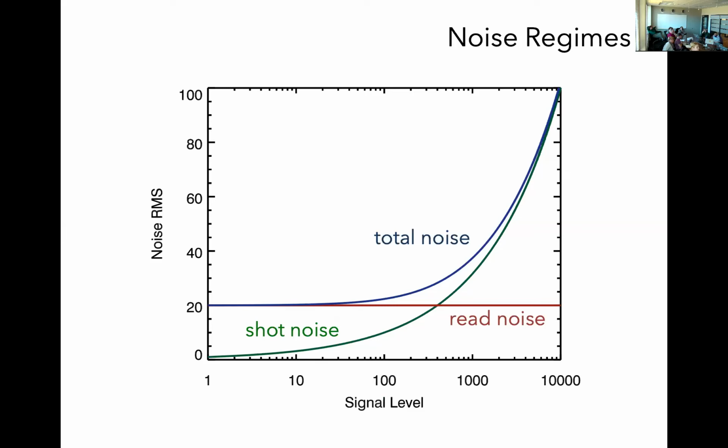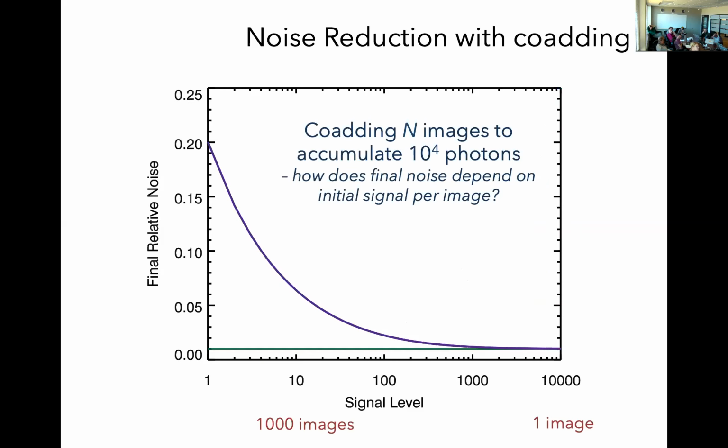So at very low signal levels, the read noise dominates, and your total noise depends on the read noise. At very high signal levels, up to 10,000, you're looking at all shot noise dominating. You really don't care about the read noise. And then there's this intermediate regime where both are contributing. So the part on the left is often called read noise dominated, and on the right, it's shot noise dominated.